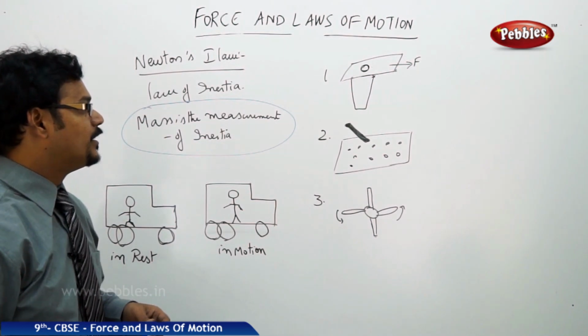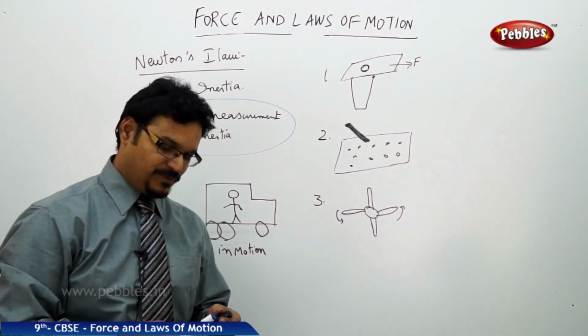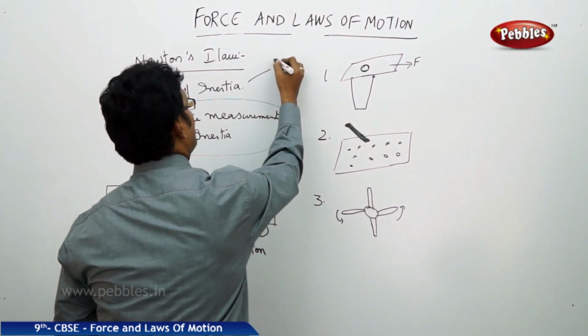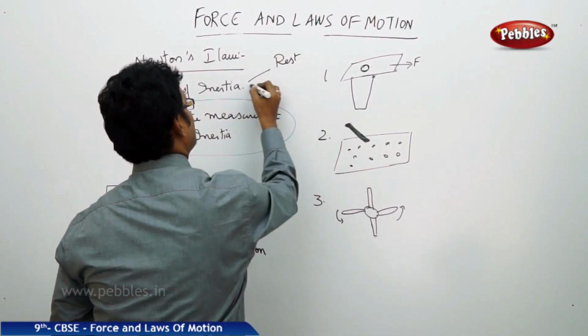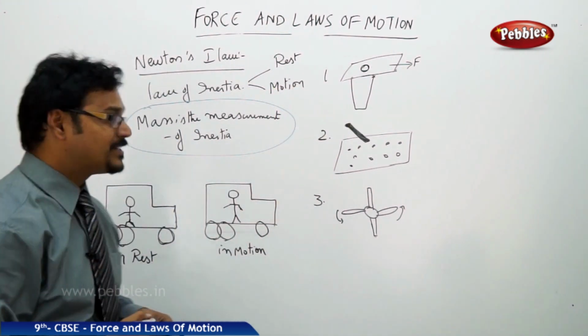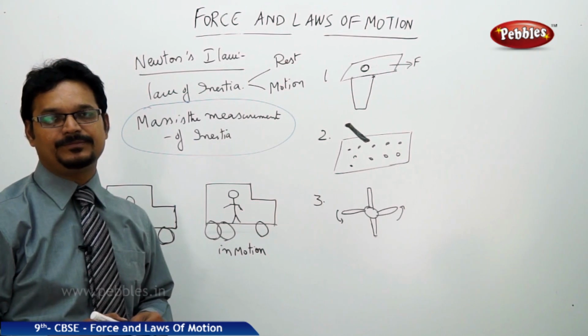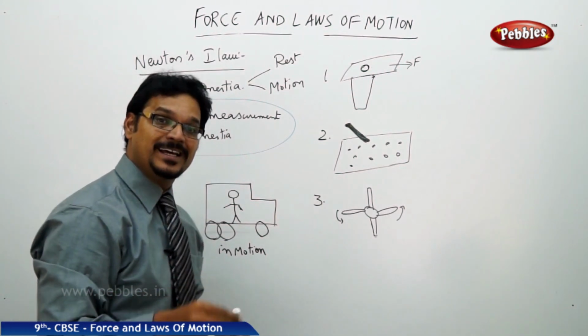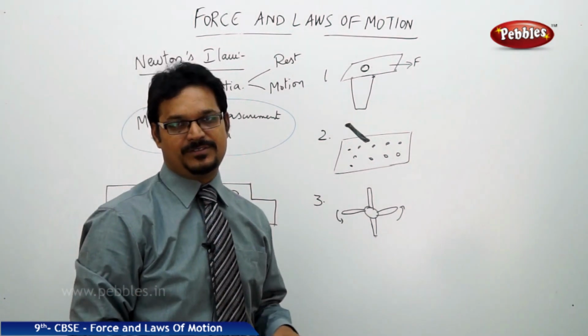Inertia is again classified into two types. One is inertia of rest. The second one is inertia of motion. Inertia of rest, inertia of motion. What is inertia of rest? When a body wants to be in the rest state, that is inertia of rest.